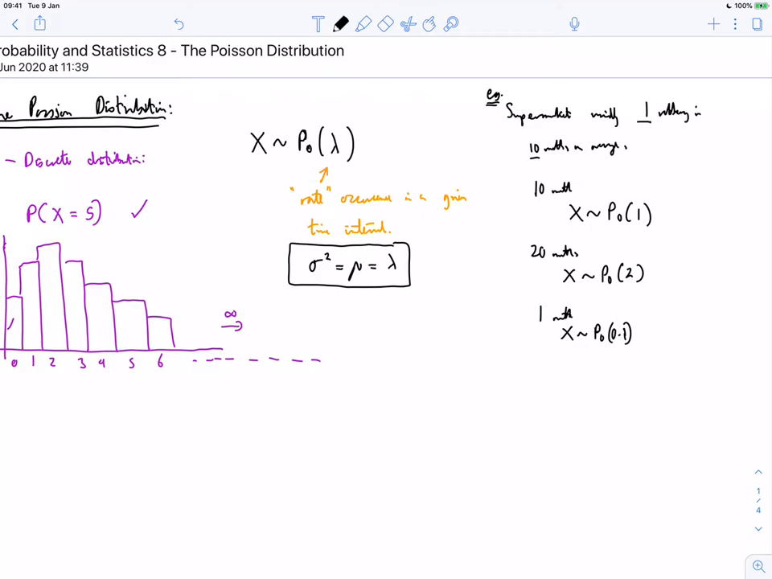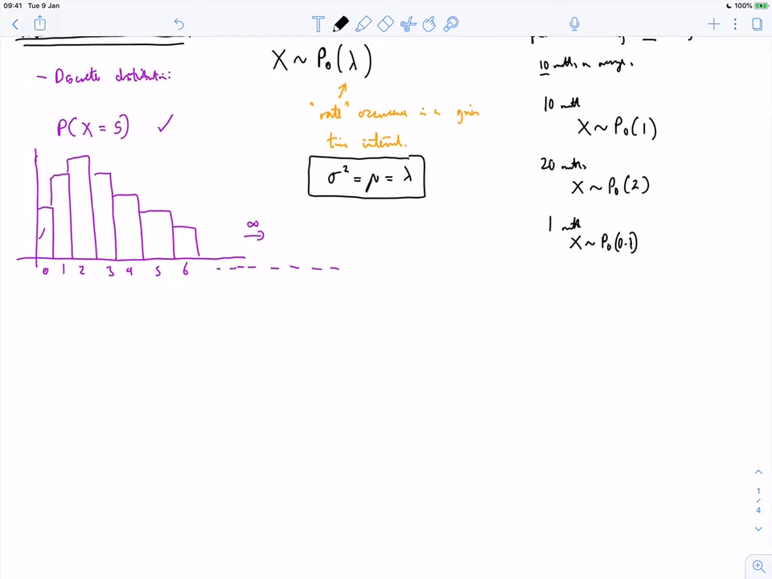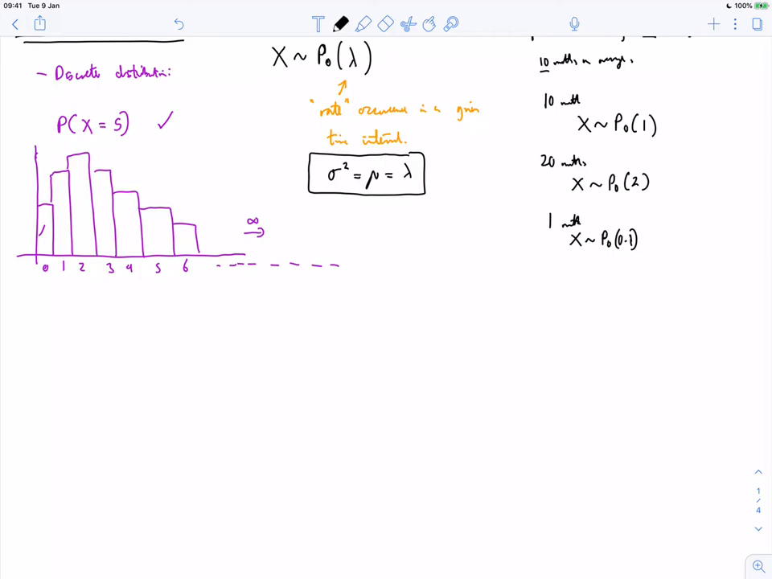Now, you're probably thinking, okay, but what is it? You haven't actually explained it yet. Before I do that, I want to list out a couple of things. For a Poisson distribution to be valid, the following has to be true. Events, i.e. occurrences in the model, must happen what's called singly.